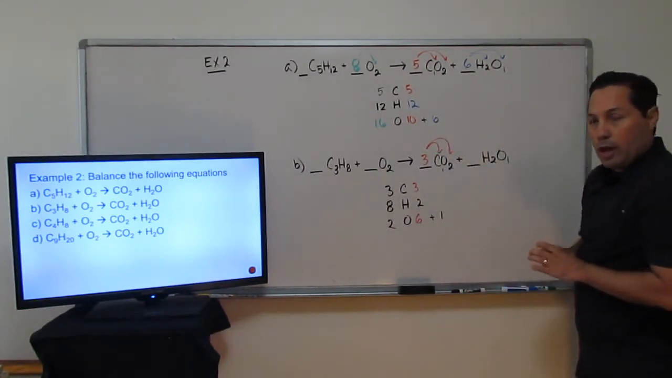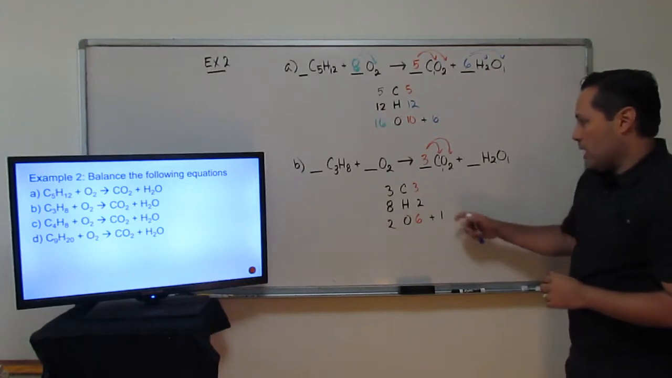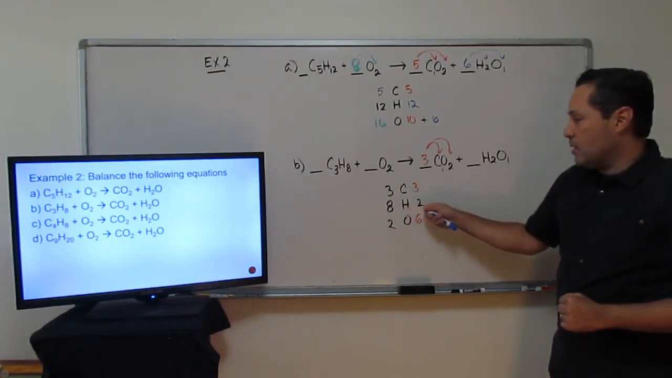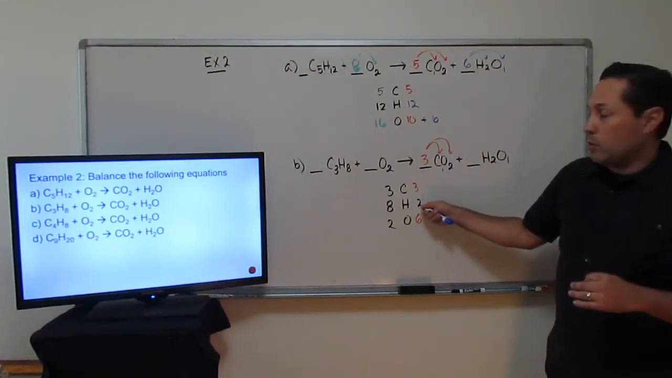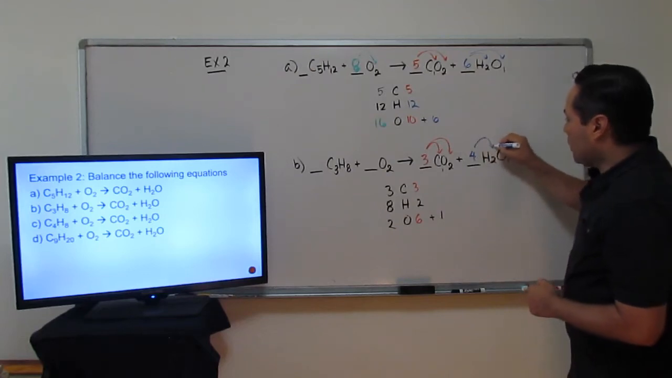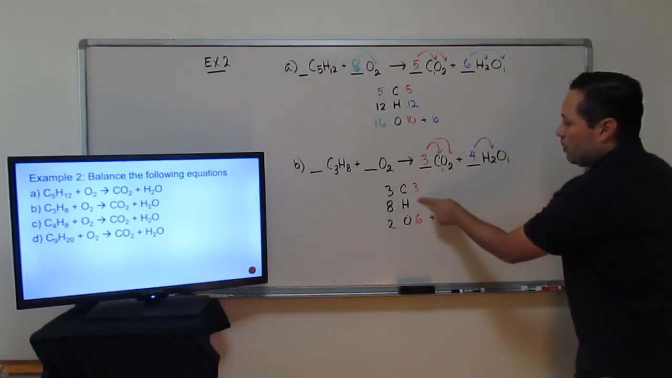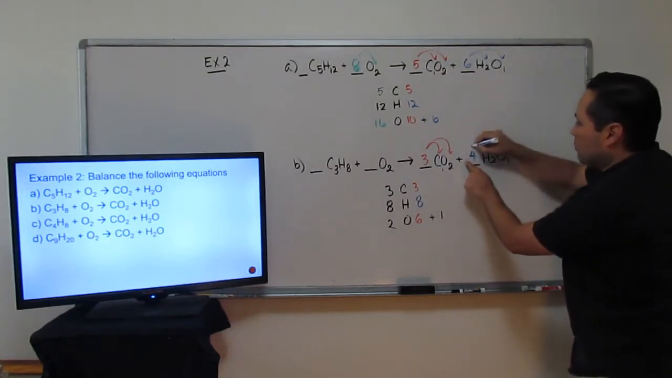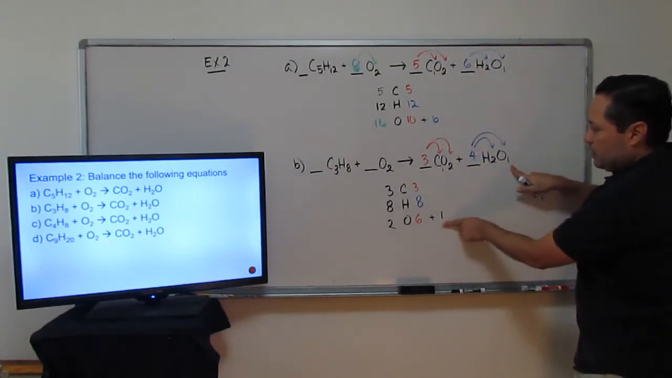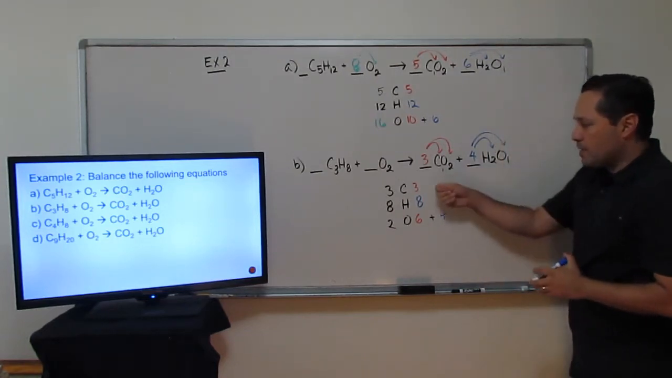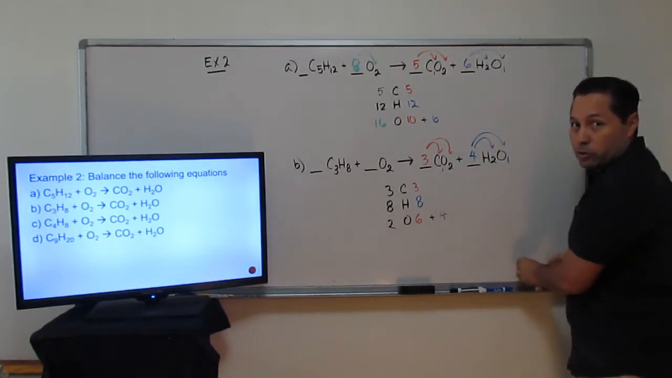Next, let's work on the hydrogens. And for the hydrogens, I want to make them match again. So what number times 2 gives me an 8? The answer is 4. 4 times 2 gives me an 8. So I'm going to put a 4 in front of the hydrogen. So 4 times 2, that's this one. I'm going to replace it with an 8. Now they match. And 4 times 1, right here, that's this one. So we'll have a 4. So we got the carbons and the hydrogens, and now those are balanced.